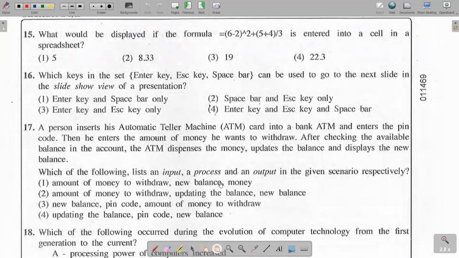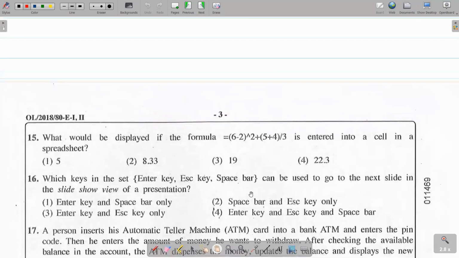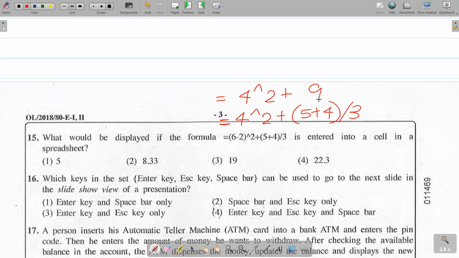Yes. So you have to work this out. So let's work it out upward, since I got free space over there. So what's happened here? The things inside the brackets are going to get the priority first. So 6 minus 2 will happen first. That means 4 to the power 2 plus 5 plus 4 divided by 3 will be there. Then 4 to the power 2 will be there, plus this bracket is going to happen, which means 9 divided by 3.